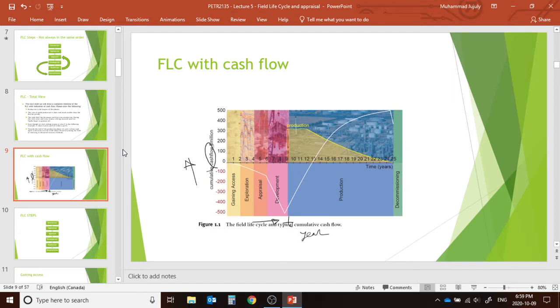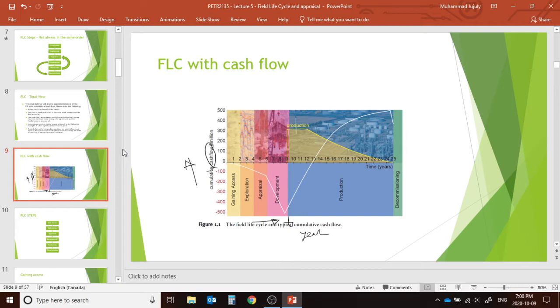Now as you can see in this picture, the negative curve means you are investing the money. The cash flow is a negative balance, that means you are investing, it's the investment, and after the investment you will get the return sometime.